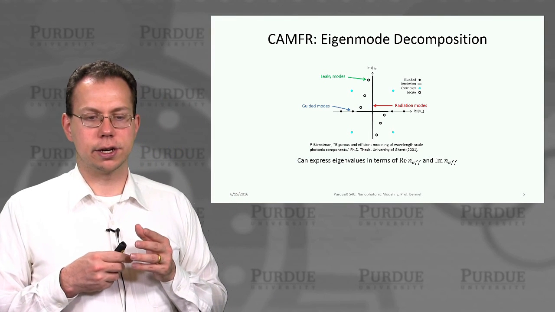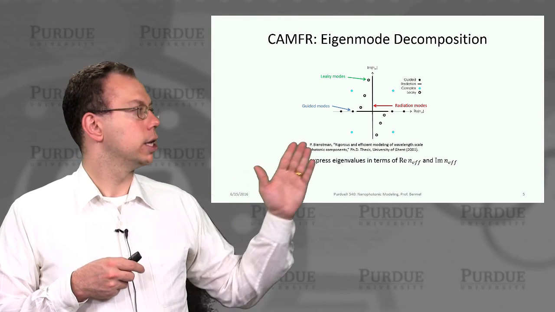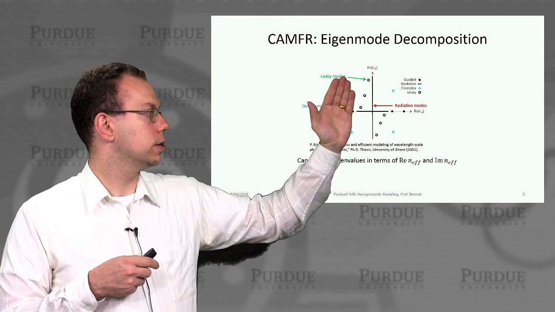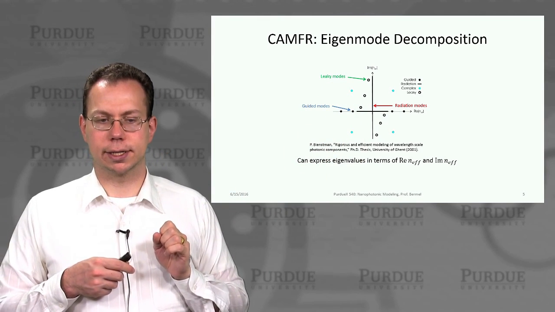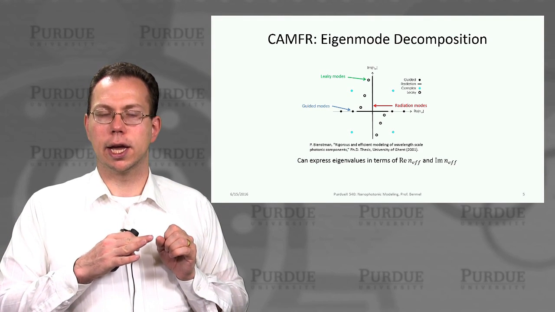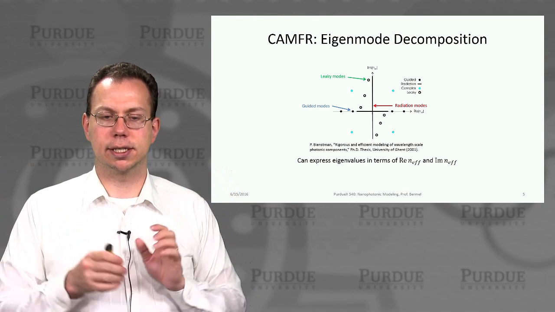And then the third type of mode we can think about is the so-called radiation mode, in which we basically have losses but no propagation. And so that's shown as this vertical line here along the y-axis. Those kinds of modes basically have loss, but they don't actually propagate forward. So they're just leaking into space.